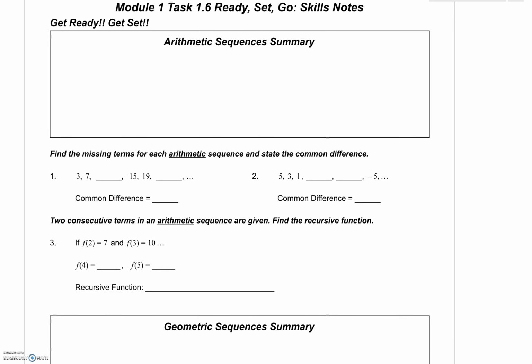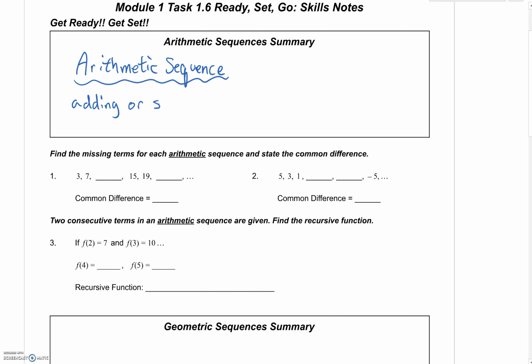We are taking a look at the 1.6 Ready, Set, Go skills notes. So let's have a little bit of a review. For an arithmetic sequence, what you need to know is that you're going to have a pattern that involves adding or subtracting. And there's a very important word that we have as well, the common difference. The common difference is the amount that is added or subtracted.